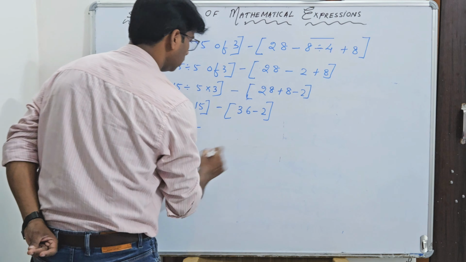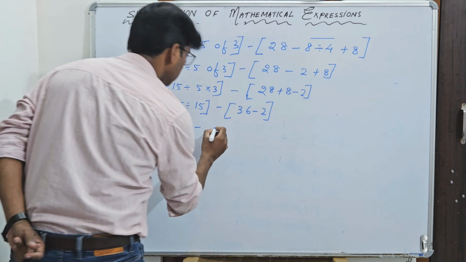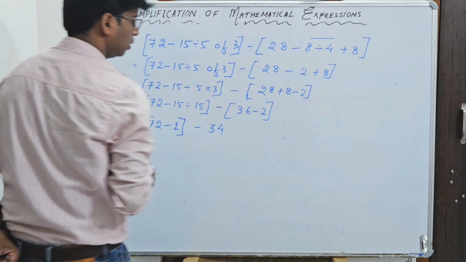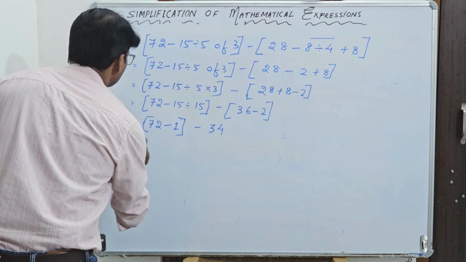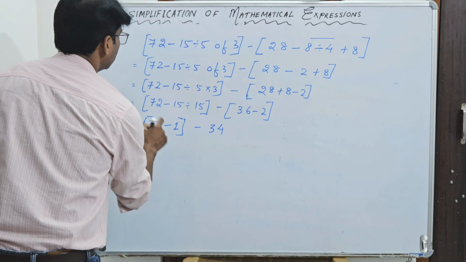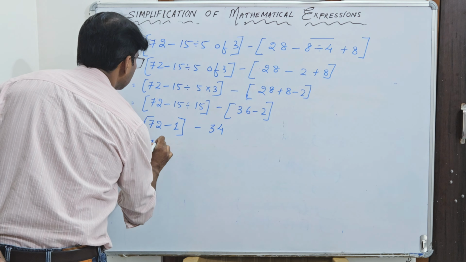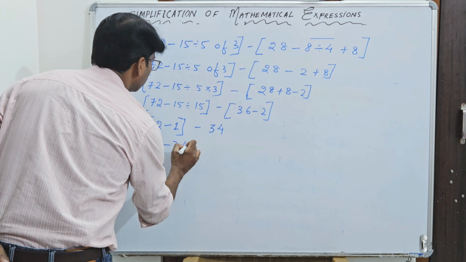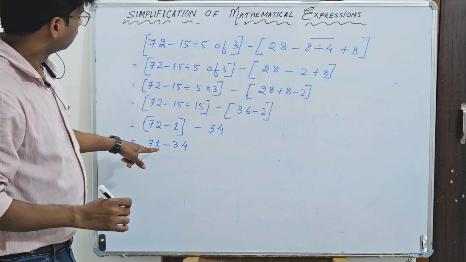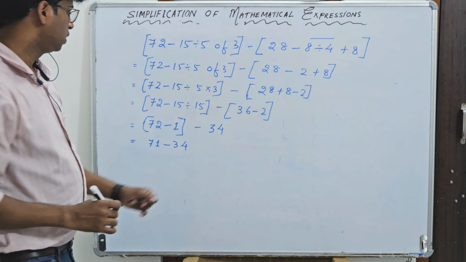The square bracket is there. So 36 minus 2 is how much? It is 34. Now the bracket is ignored and it is not written. Now 72 minus 1 is how much? It is 71 minus 34. So finally what we are going to do? 71 minus 34. How much it is?